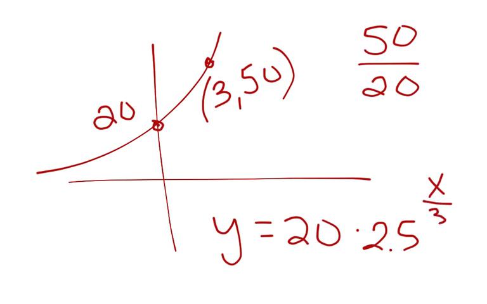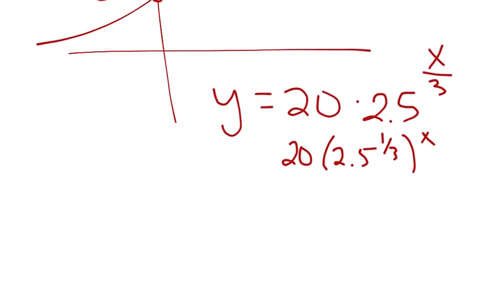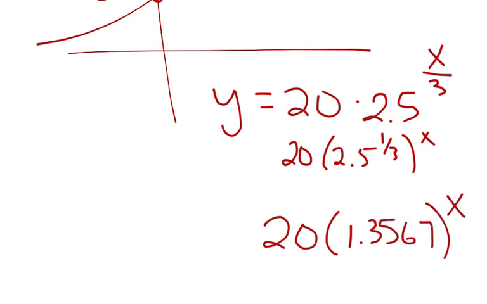Once again, your calculator will not get that for you if you do a regression. It would be 20, and then whatever 2.5 is to the 1/3 power, to the x. But that's not how your calculator would show you. It would show it as a decimal. So 2.5 to the 1/3 power, if I do this correctly on my calculator, is 1.35679, etc. as the base. So 20 times 1.35679 to the x, this and this are identical. They're the same. And it's the same as the one we have above.